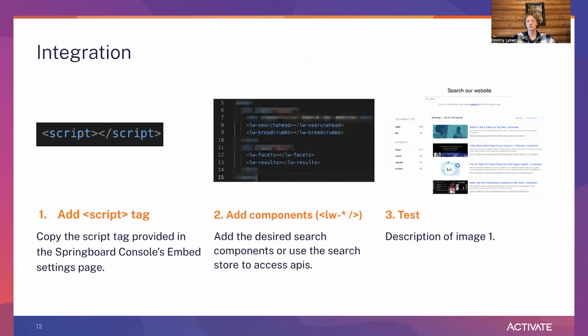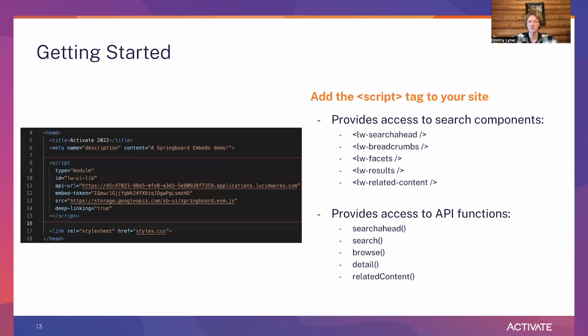All right, so let's talk about integration. Integration is a quick multi-step process. First, grab the script tag that's available for you in the Springboard console and throw it into your website. This gives you access to search components and API functions.